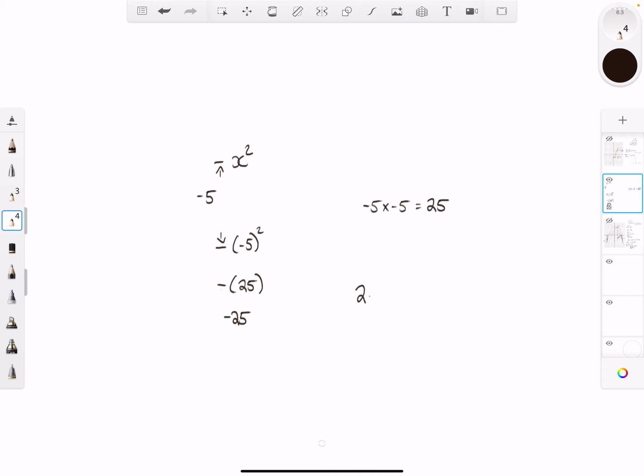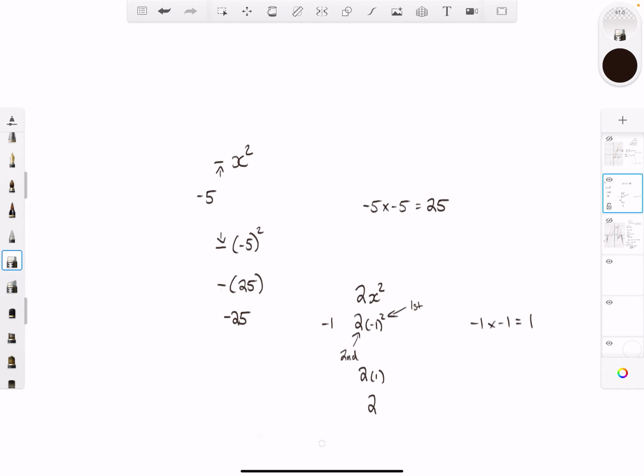Another example might be 2x squared, okay? And you're putting in a minus 1. Remember that when you put in the minus 1 and you square it, you have to do the squared first and then multiply by the 2, okay? So first you do the squared, then you multiply by the 2. So for example, here it would be minus 1 multiplied by minus 1, which is just 1. So then you have 2 multiplied by 1, which is 2. So that's where I think a lot of students tend to make mistakes, and people who've submitted the homework already, they tend to make mistakes there.